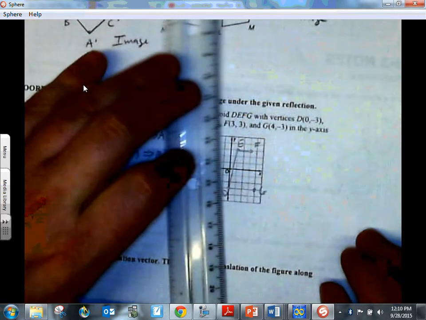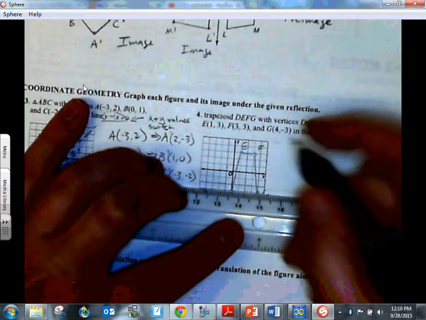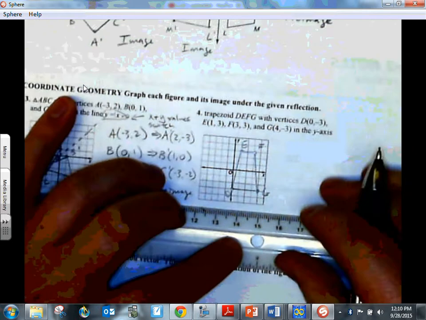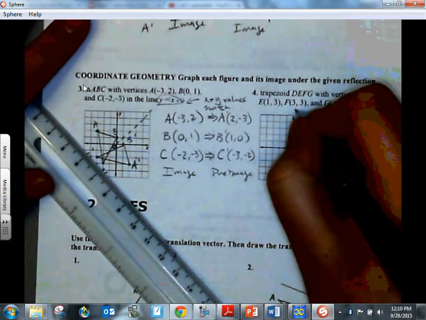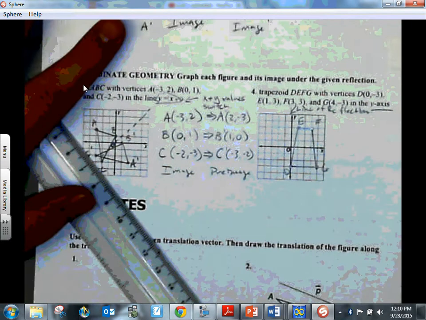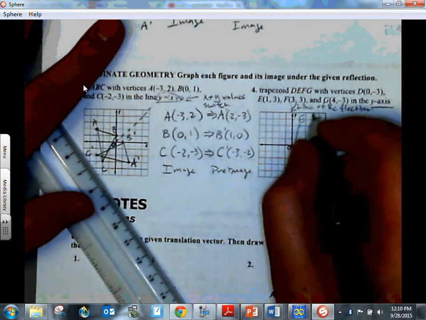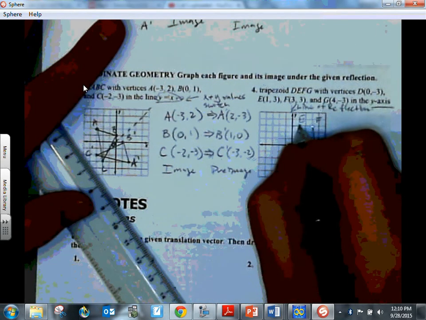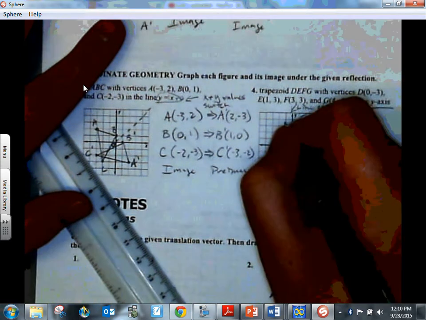All right, and then F to G. Okay, so there's my trapezoid, and I'm reflecting that over the y-axis. So this is my line of reflection. Hopefully you see the pattern here. But what I want to do is reflect these points across the line. Remember that the distance from E to my line of reflection is going to be the same distance as E prime to that line of reflection.